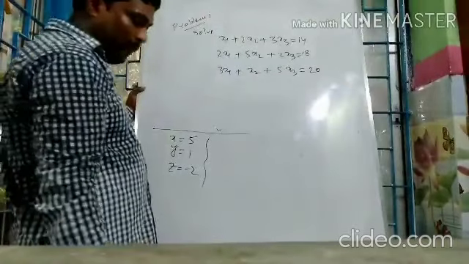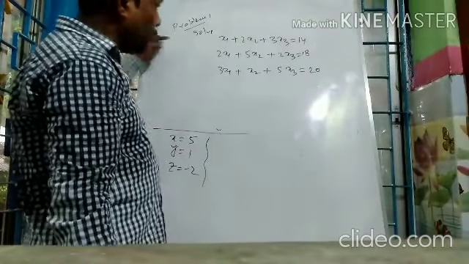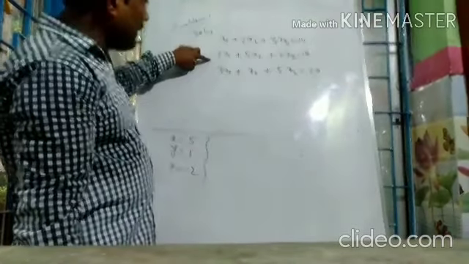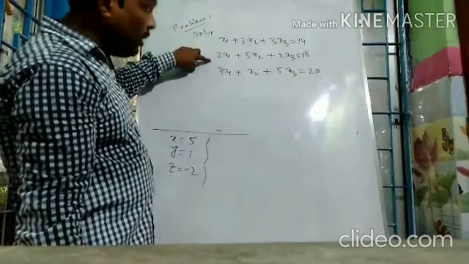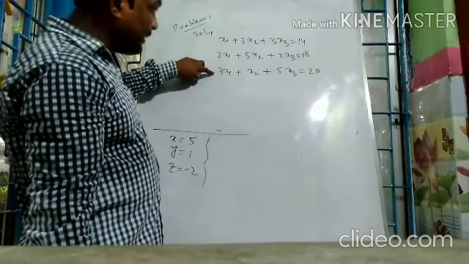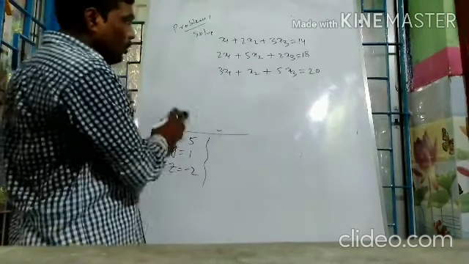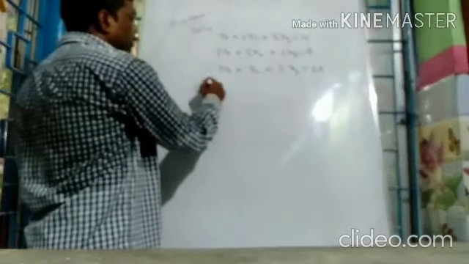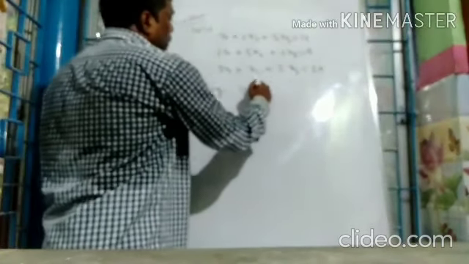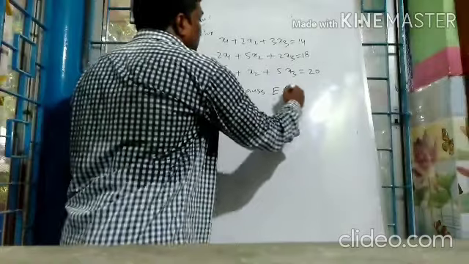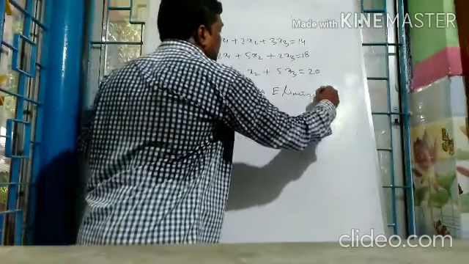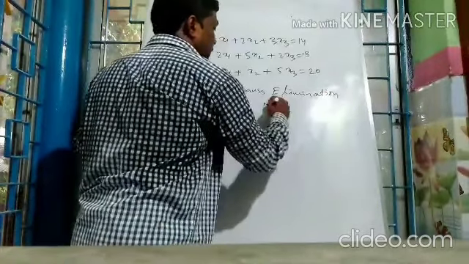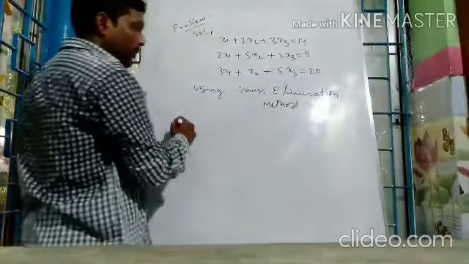x1 plus 2x2 plus 3x3 equals 14, 2x1 plus 5x2 plus 2x3 equals 18, 3x1 plus x2 plus 5x3 equals 20, using the Gauss elimination method. Just write the answer.